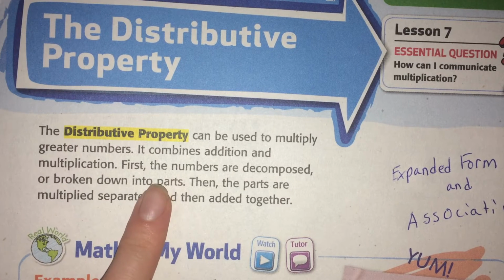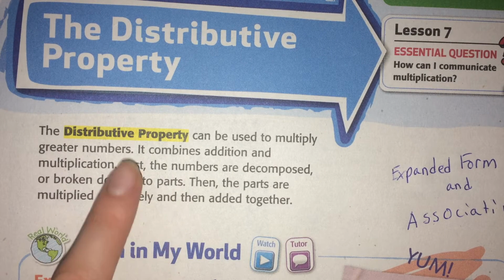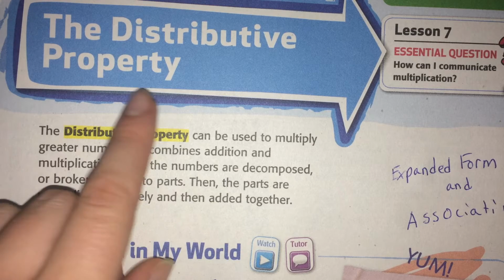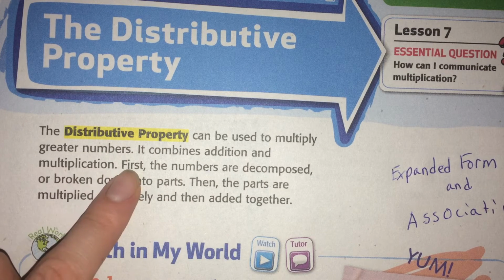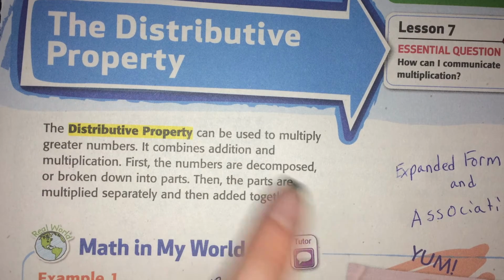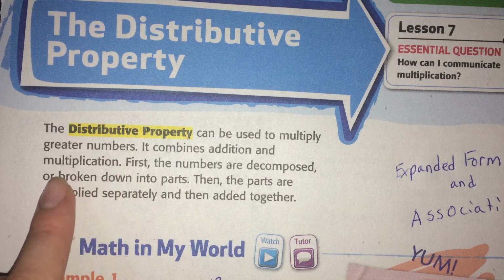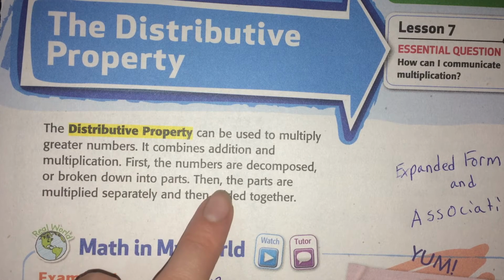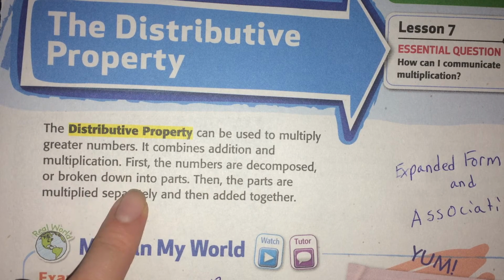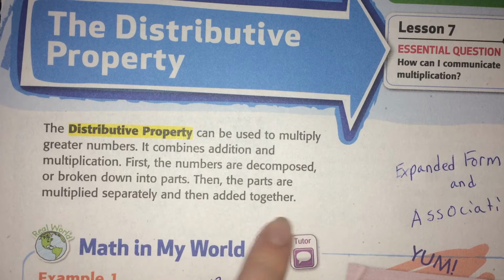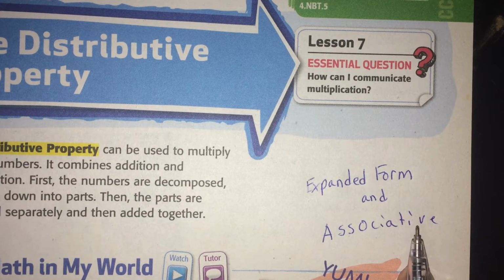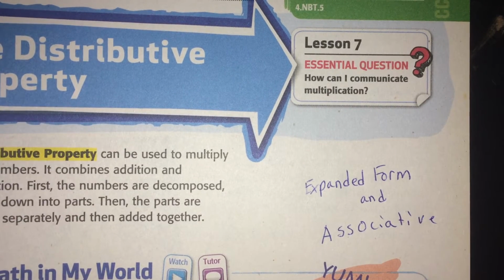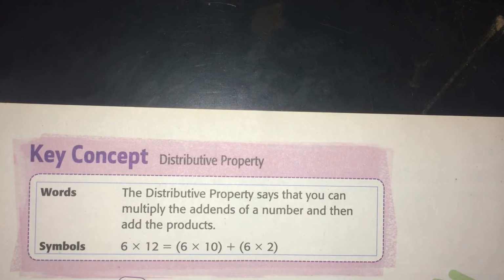The distributive property can be used to multiply greater numbers or bigger numbers. It combines addition and multiplication. First, the numbers are decomposed, or broken down into parts. Then, the parts are multiplied separately and then added together. So it's kind of a mix between expanded form and the associative property, and we've seen it in the lessons on partial products. Let's see what it says.